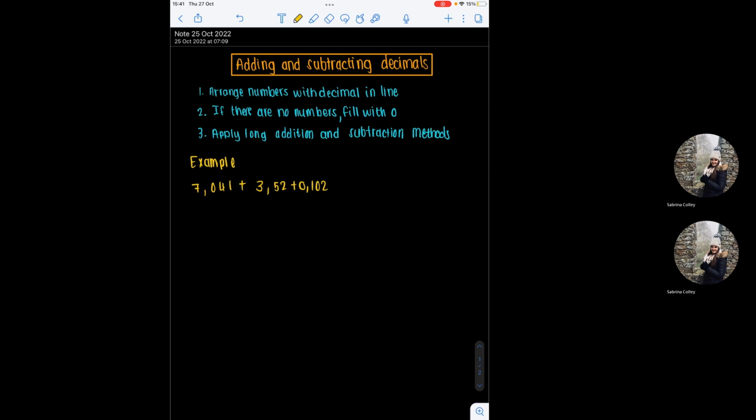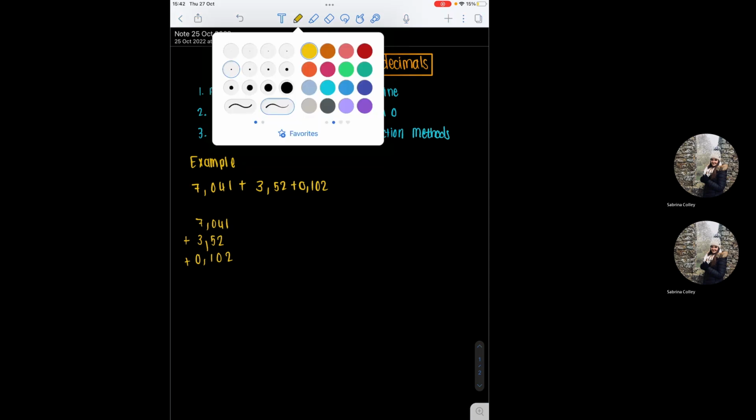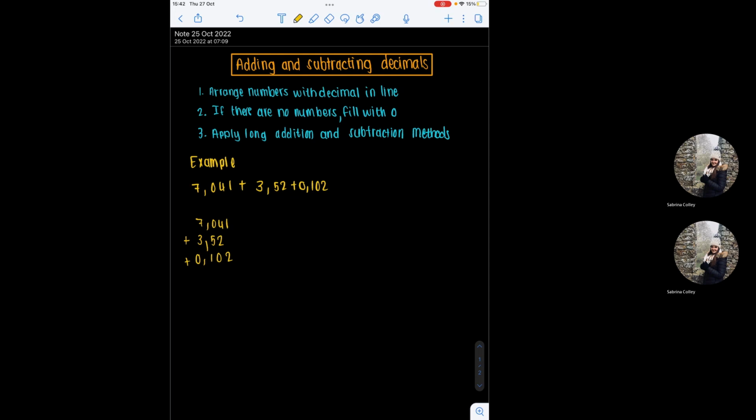Now I'm going to follow my first step where I'm going to arrange these on top of one another, but put the decimal in line. So we're going to take our 7,041, okay? We're going to add our 3,52, but I'm going to make sure that comma is right underneath each other, okay? And then we're going to add the 0,102. So as you can see, all the commas are underneath each other. Now we don't have a number over here by the 3,52, so we're going to just put a 0 there. So that's what I mean by the second step.